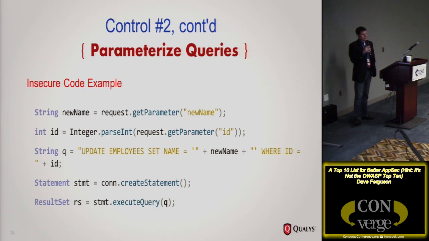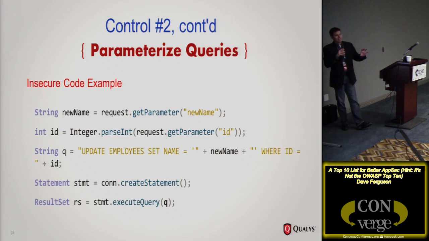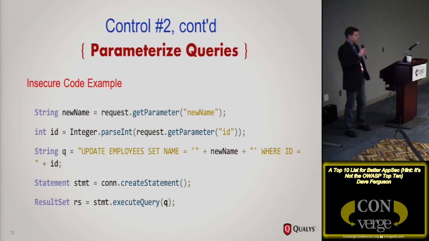The new name variable and the ID variable are not trusted. They're coming in from the user in an HTTP request. And so if that data is crafted in just such a way, the user can modify the SQL query and do nefarious things. So this is really the heart of SQL injection here. It's the string concatenation code.